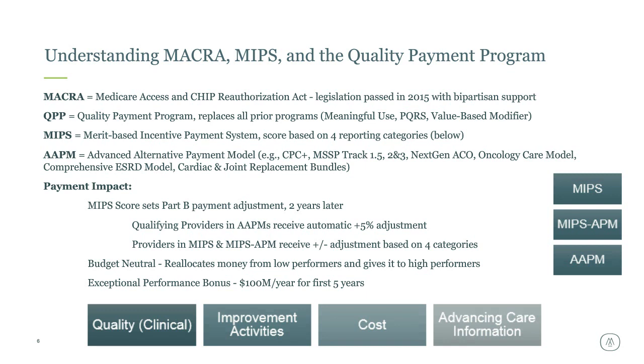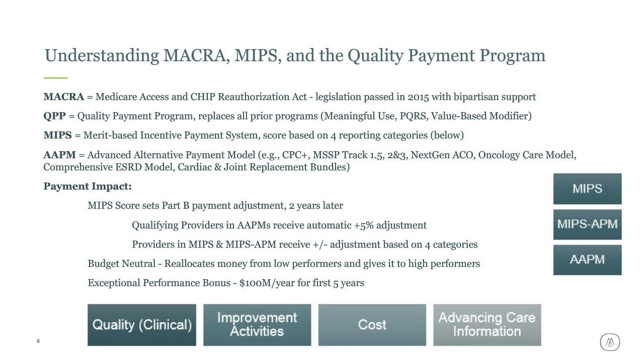And there are 4 categories that we report on. So you can see them at the bottom. I think of these as kind of 4 buckets, and they have different weights, and those weights change from year to year. So we've got quality. These are clinical measures, improvement activities, cost, and advancing care information, which is just the latest term that CMS is using for EHR meaningful use. And so basically everyone falls into this MIPS bucket unless you're a very low volume provider and might be exempt from it. And certain rural providers are exempt as well.